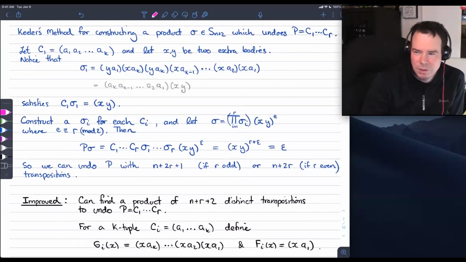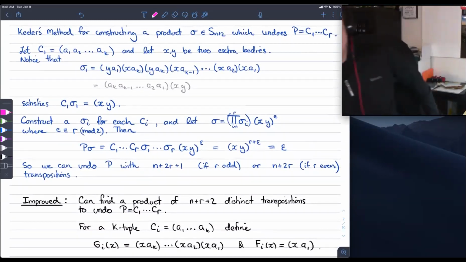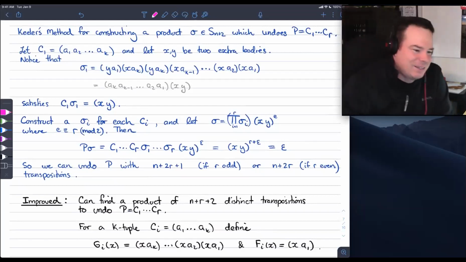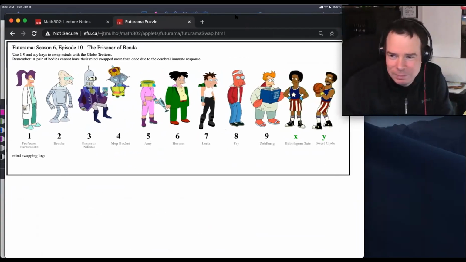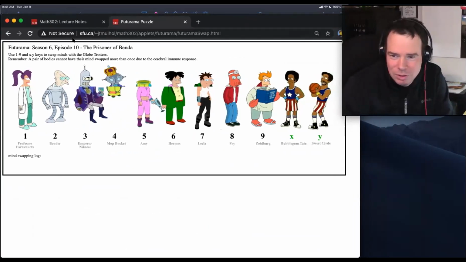So Keeler's method for constructing the permutation is you start with a cycle C1 and let x and y be the 2 extra bodies. So what we're going to do is swap x and a1, y and a1, x and ak, and then y and ak, and then do some stuff. Reading it might be a little bit dense, so let's just do it. And this is pretty much the solution Jackie had as well.